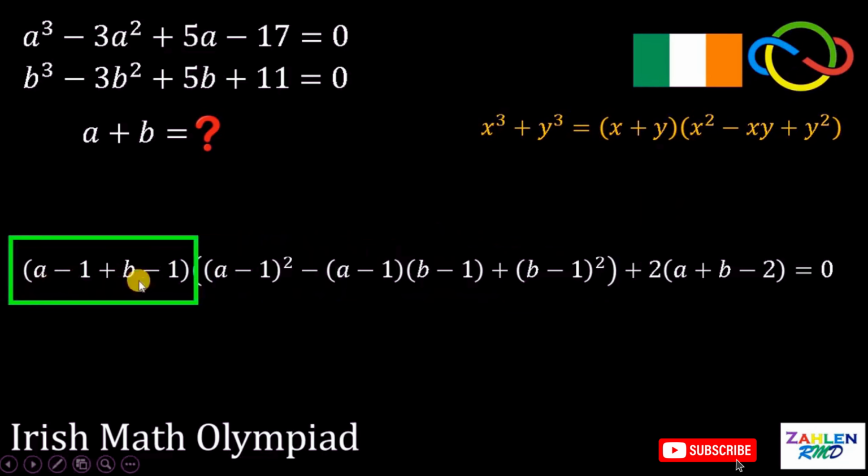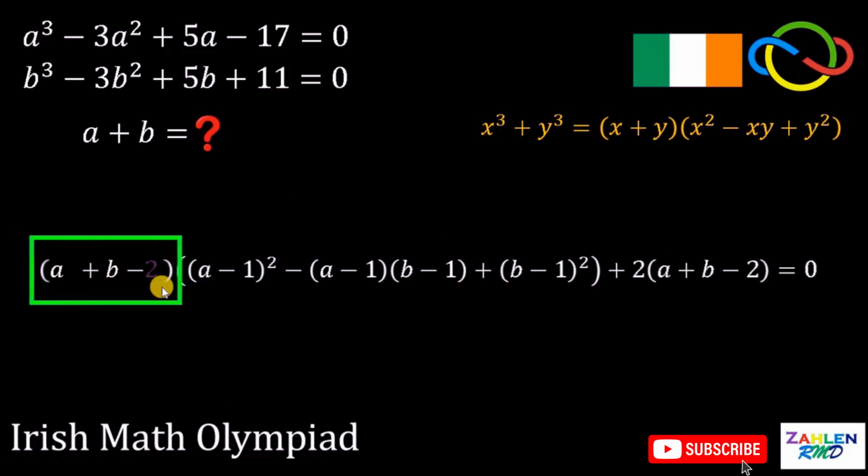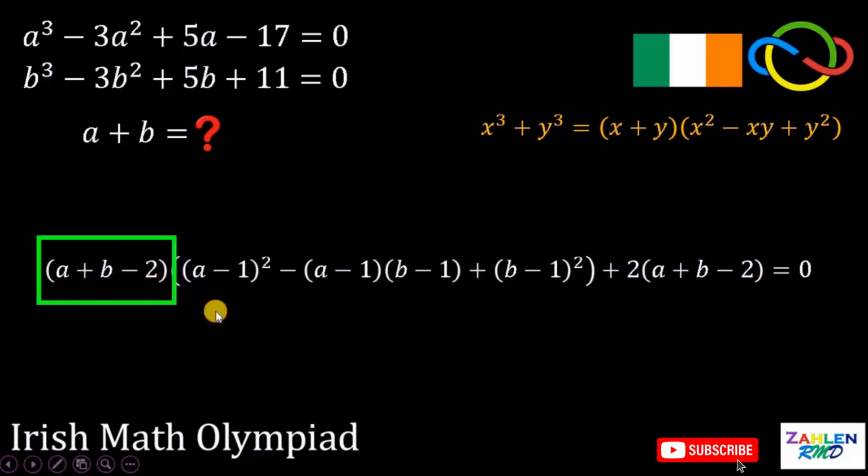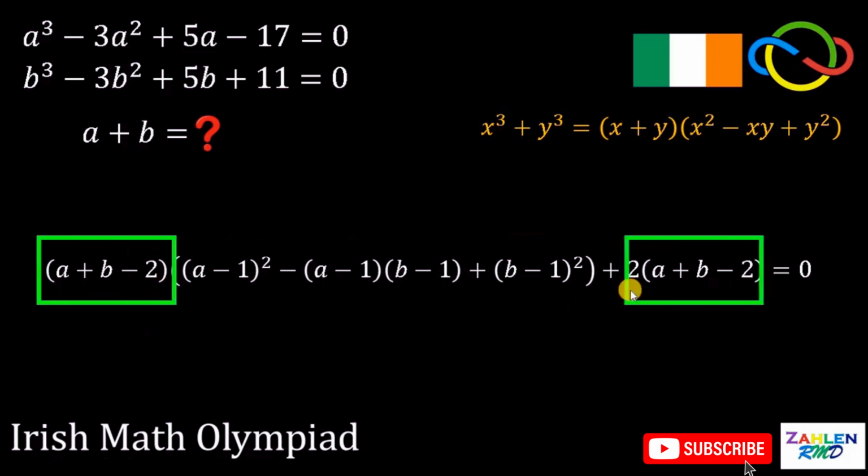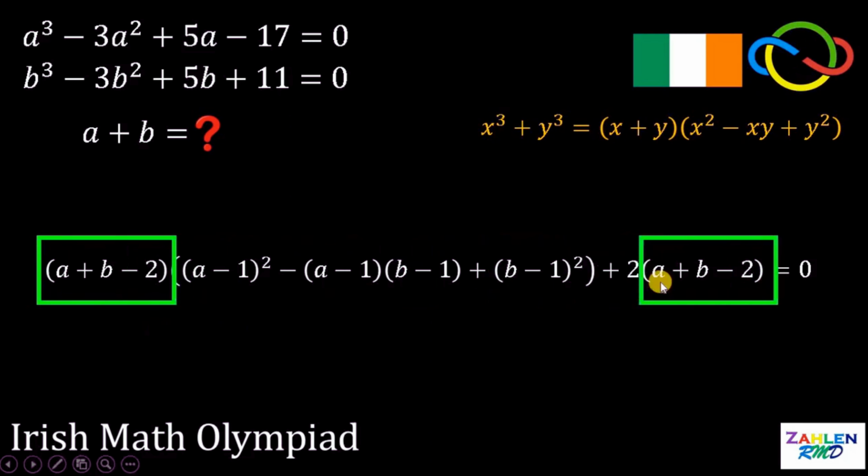Now, let's focus on this factor, a minus 1 plus b minus 1. Negative 1 minus 1 is just negative 2. And this is familiar because we also have this factor on the other term. So we have a common factor of a plus b minus 2. Therefore, we can factor out this factor.